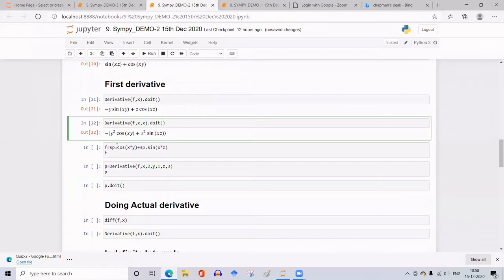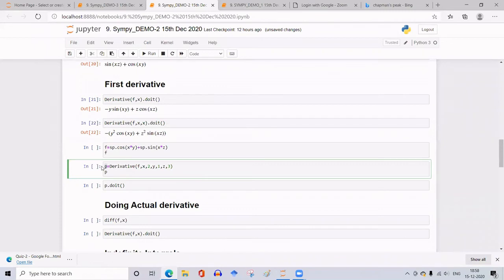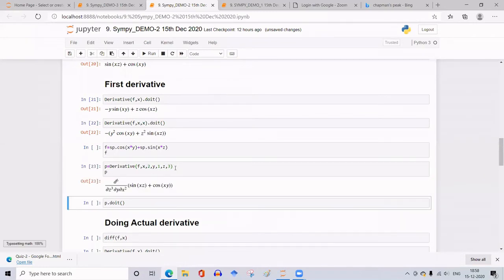Suppose I want to evaluate with respect to all the variables. What are the variables? x, y, and z. So this is an example where our variable name p contains the derivative of this function f, which we have already defined. What are the derivatives? The second derivative with respect to x, 1 time with respect to y, and 3 times with respect to z. If I write that equation, how will it look?